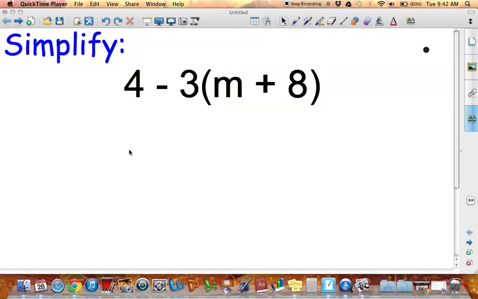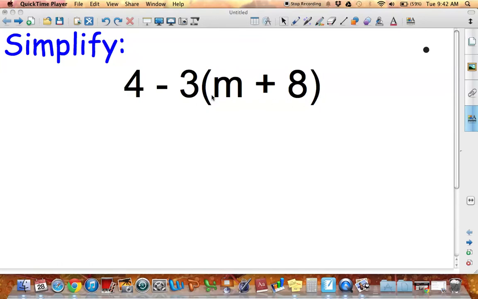In this example, we're going to look at how to simplify an expression like this. I have 4 minus 3 times the quantity m plus 8. So we talked about in class how when we have expressions like this, I know that when the directions say simplify, I'm going to have to make my expression smaller, more compact. I'm going to have to probably combine some like terms. Now the other thing that you should hopefully be thinking is I have parentheses, so I know I'm going to have to do something with that.